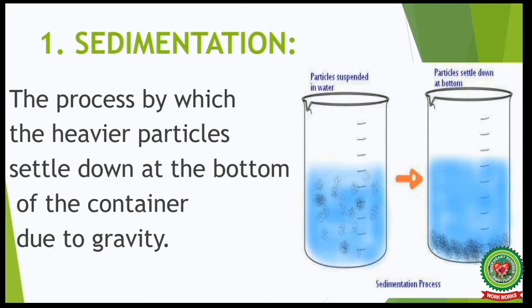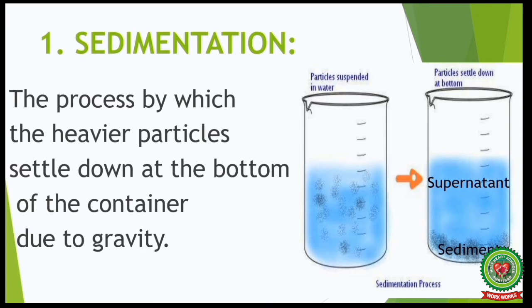After some time, what will we observe? The sand particles, being heavier, will settle down at the bottom of the container as shown in the figure. The process by which the heavier particles settle down at the bottom of the container due to gravity is called sedimentation. Right? And clear liquid is obtained above the sand particles. This clear liquid is called supernatant, and the sand particles that settle down at the bottom of the container are called sediments.